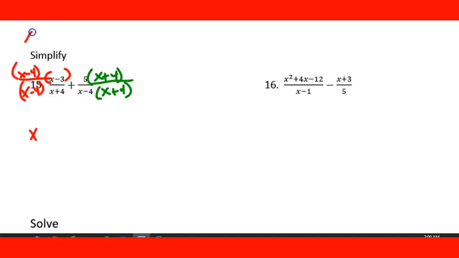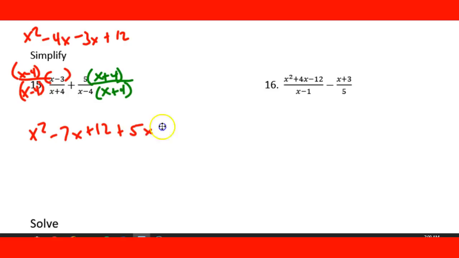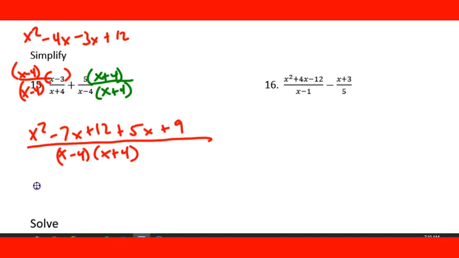So we have X squared minus 4X minus 3X plus 12. So that's going to give us X squared minus 7X plus 12. And then right here, distribute the 5. So it's going to be positive 5X plus 9 all over X minus 4 X plus 4. Now simplify the top. That's going to be X squared minus 2X, negative 7X plus 5 is negative 2X.